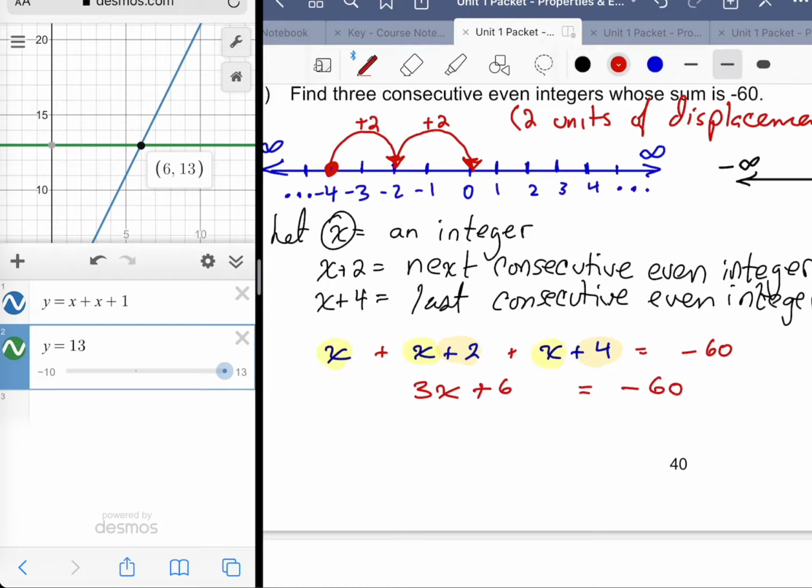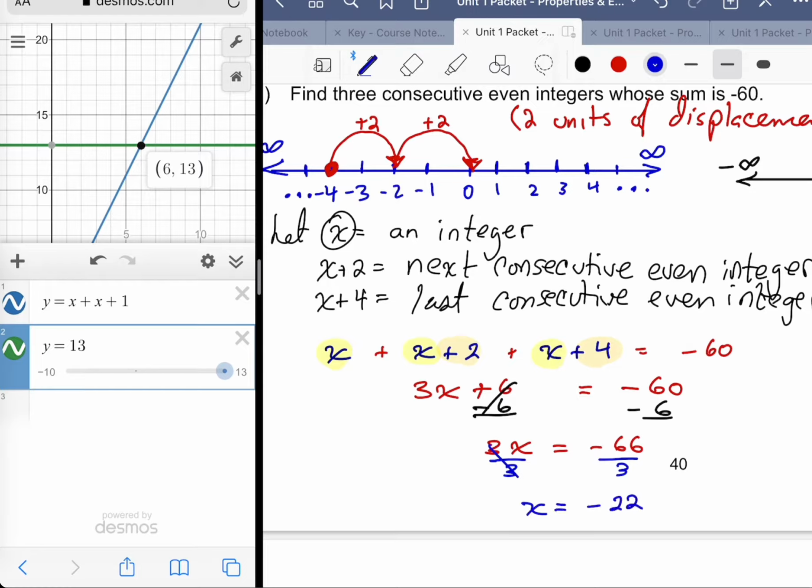Then we get into our properties of equality. So I'm going to knock off the 6, so subtract. Subtraction property of equality. 3x would be equal to negative 66. Execute order 66. Division property of equality. Divide by 3. X is equal to a negative 22.